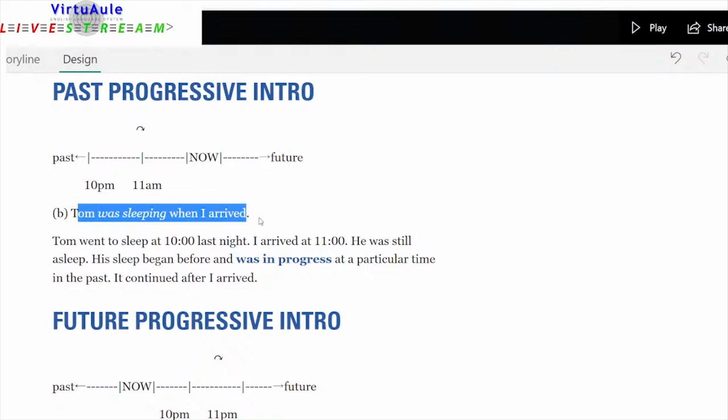Tom was sleeping when I arrived. So Tom went to sleep at 10 p.m. last night. I arrived at 11 a.m. He was still asleep. His sleep began before 11 a.m. It was in progress at a particular time, 11 a.m. It continued after I arrived, after 11 a.m.